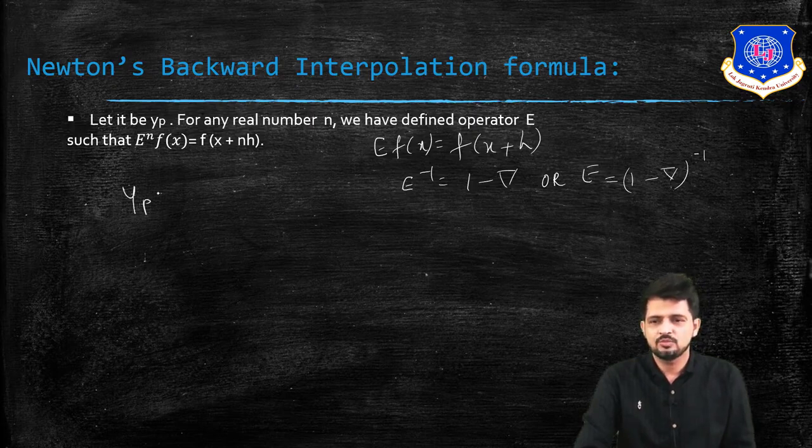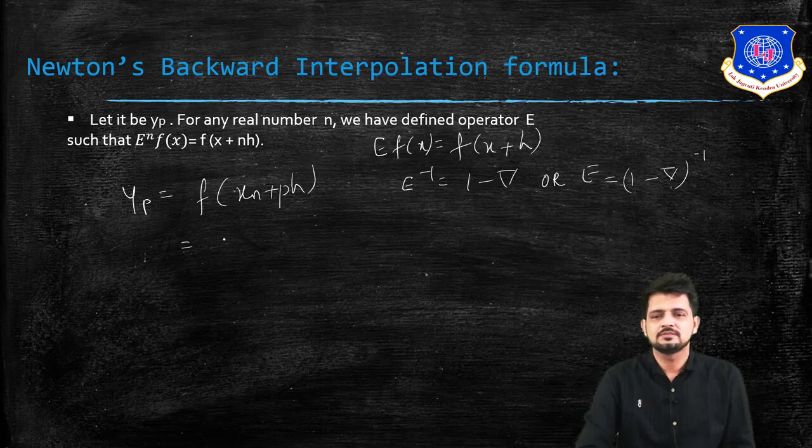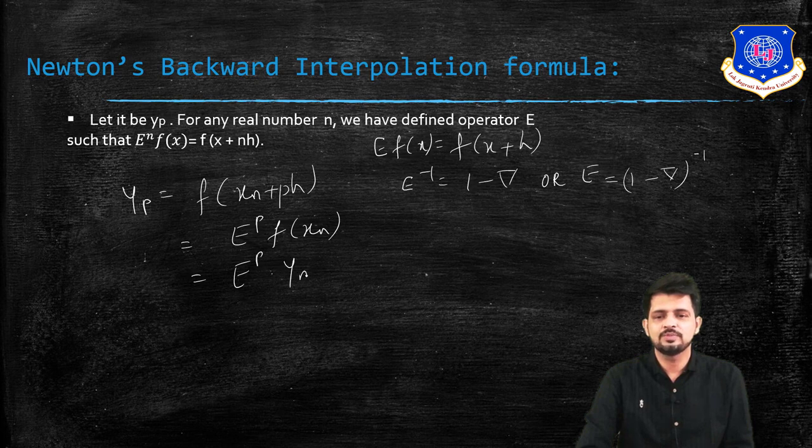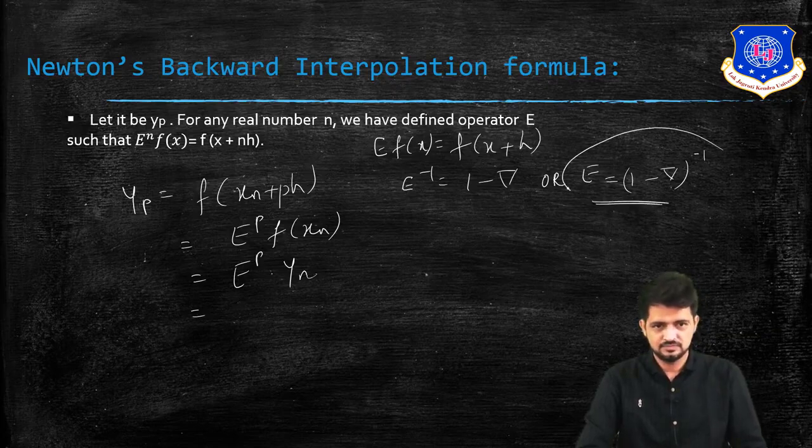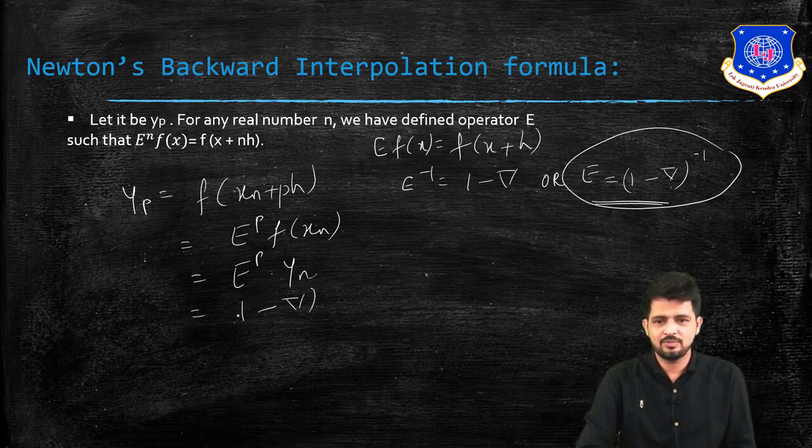Let us write the formula for Yp. What is Yp? Yp is nothing but f of xn plus ph. I can write f of xn plus ph is equal to E raised to p into f of xn. It can also be written like this: E raised to p into yn. Now what is E raised to p? What is the relation between E and nabla? I have to use this relation. So here I can write (1 minus nabla) raised to minus p into yn.